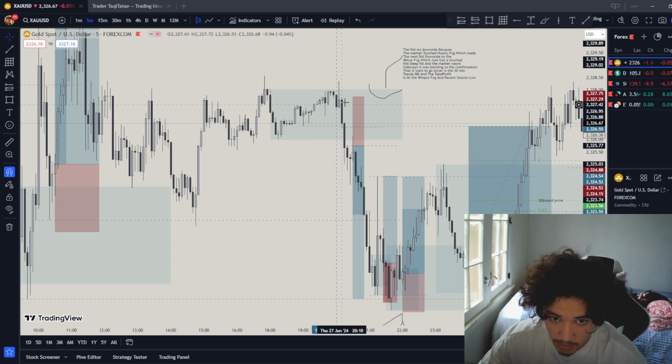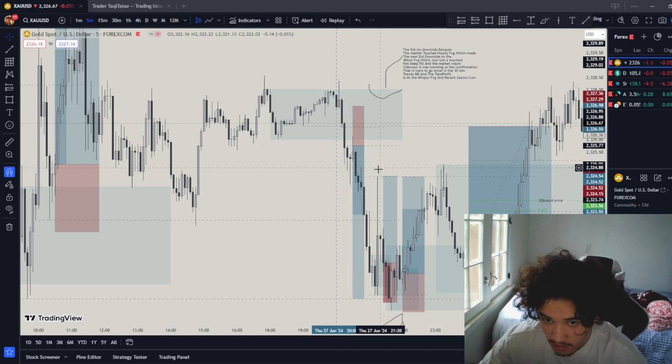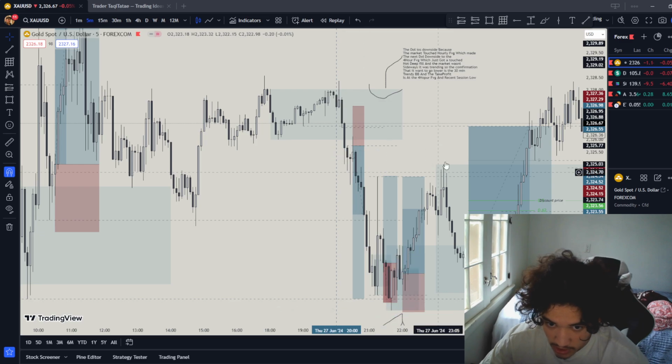And yeah, it's also right above this. Should have been right here, right above the fair value gap. And yeah, TP1 was the start of the 4-hour fair value gap. TP2 is right here, right?